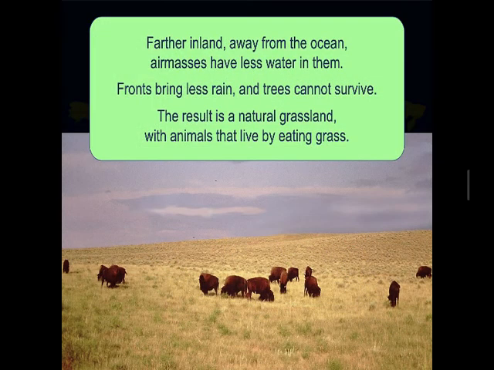Farther inland, away from the ocean, air masses have less water in them. Fronts bring less rain, and trees cannot survive. The result is a natural grassland with animals that live by eating grass.